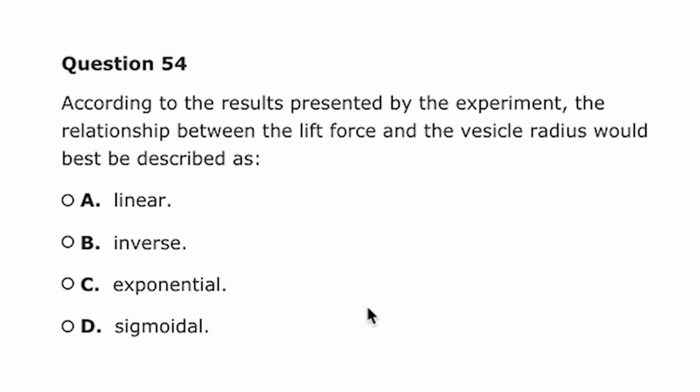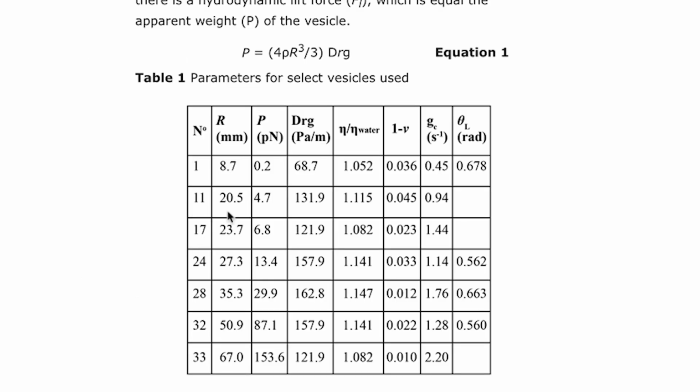Yeah. So just looking straight at the equation, absolutely. I mean, if radius doubles, the apparent weight is going to be 8 times bigger because it's raised to the 3rd power. Now you can answer it that way by looking at the equation. You could also just look at the table, right? As we go from the first row to, I'm going to say the 4th row, the radius goes from 8.7 to 27.3, which is about 3 times bigger. Because 9 times 3 is 27, which is close enough.